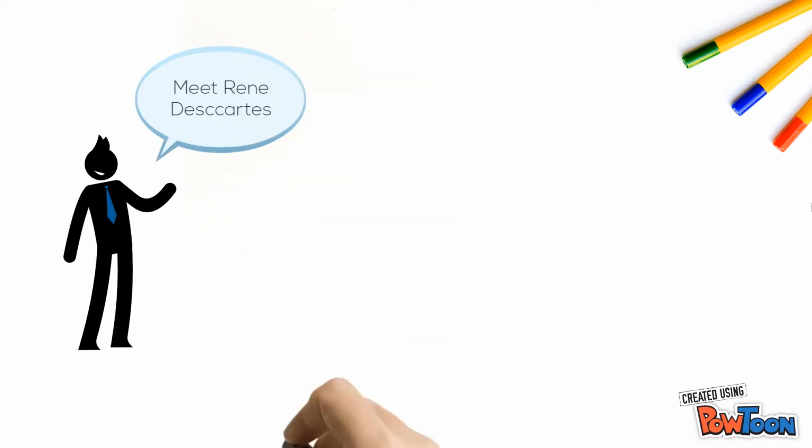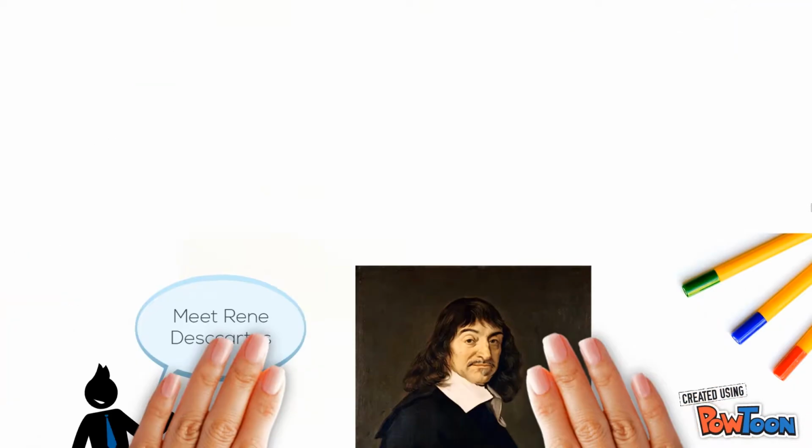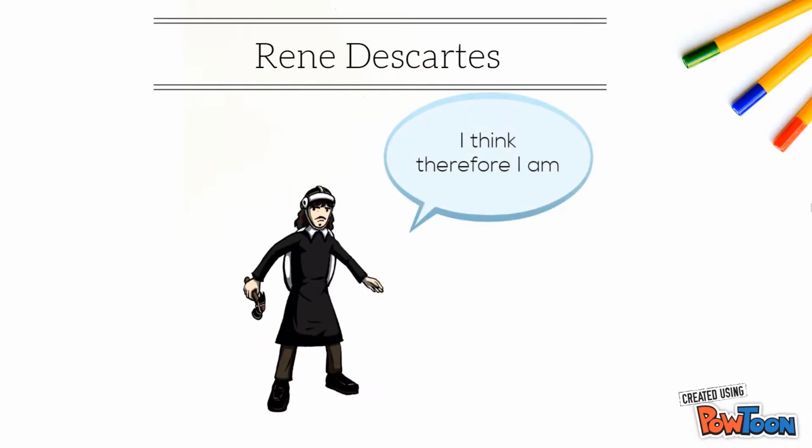Meet René Descartes. He is known as the father of modern mathematics and the inventor of the Cartesian system. He is also a very well-known philosopher. One of his most famous statements was "I think, therefore I am," a very popular phrase in modern philosophy.